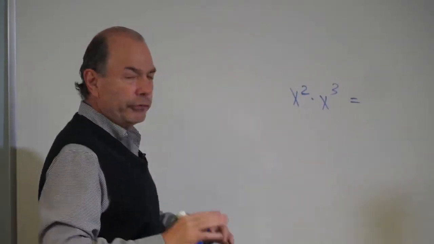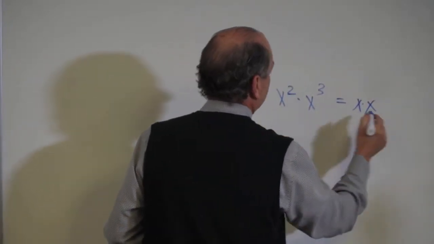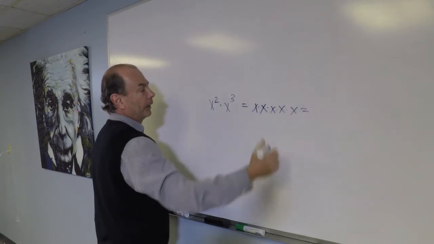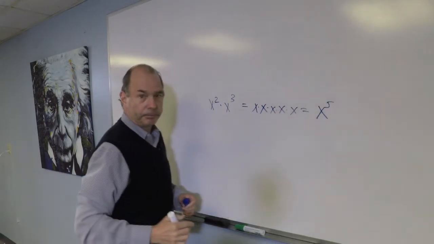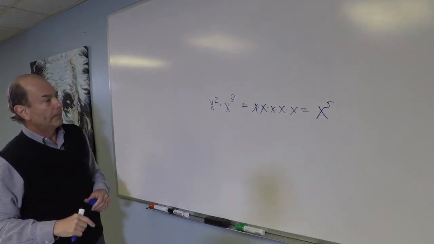Here's how you think about it. Just use common sense. You don't need rules. X squared times x cubed means x times x times x times x times x. That means x multiplied by itself 5 times. Okay? Simple as that. You don't need any rule. It's common sense.